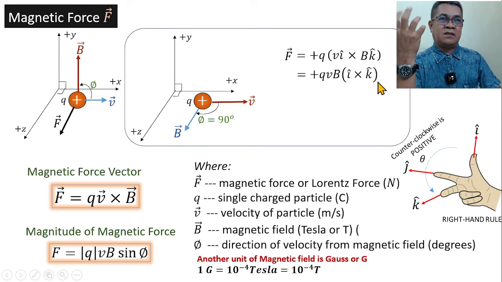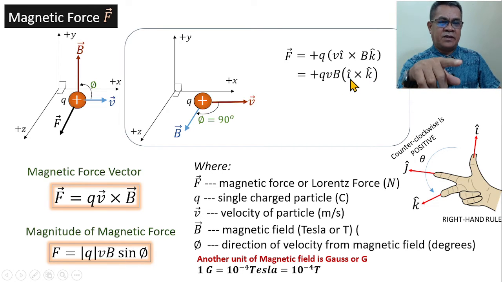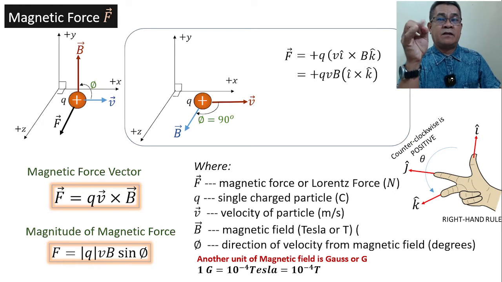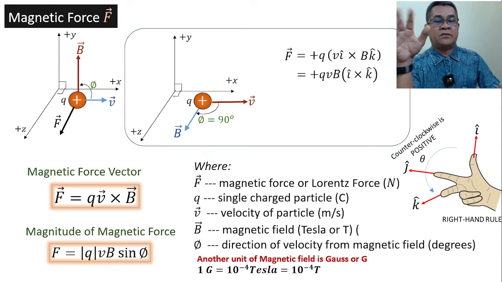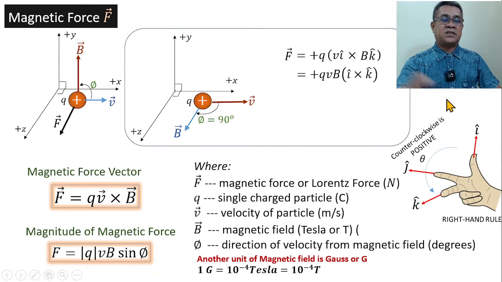Now, what is the amount if we take I cross K? Very easy. The missing dimension here is J, so the answer is already J. The question is, is it positive or negative? Look at the direction of the angle. Again, the angle is clockwise, so it should be negative. So the answer should be a negative J hat. So you have to recall your vector analysis in order to answer this problem properly.